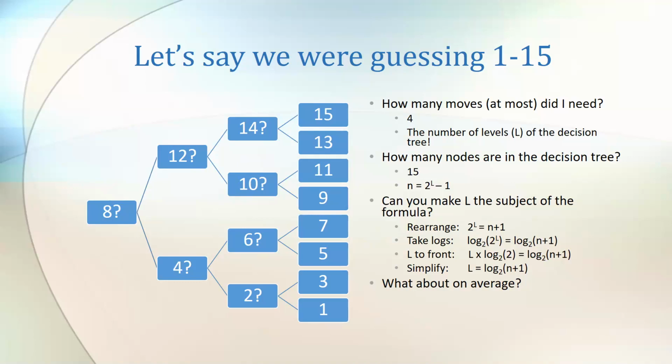So on average, how many steps would I take, right? So we answered the worst case scenario there. So on average, how much do you expect I would take? How many steps? In the worst case, we take log 2 of the number of nodes, right? Which is in this case 4. But on average, how many times would I have had to ask the question, assuming that we could have a random number each time in the 1 to 15 range?